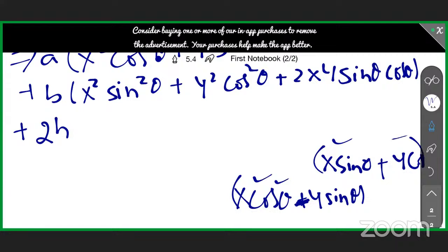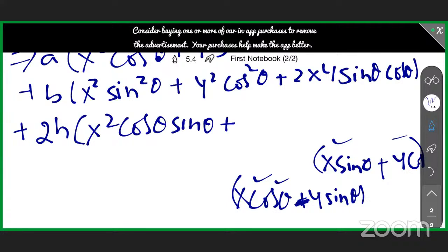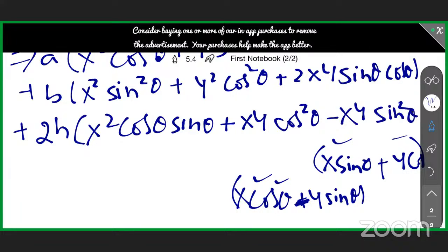Then we go to the second term, that is 2h into x square cos theta sin theta plus xy cos square theta minus xy sin square theta minus y square sin theta cos theta. Now I'll erase this one just a minute.